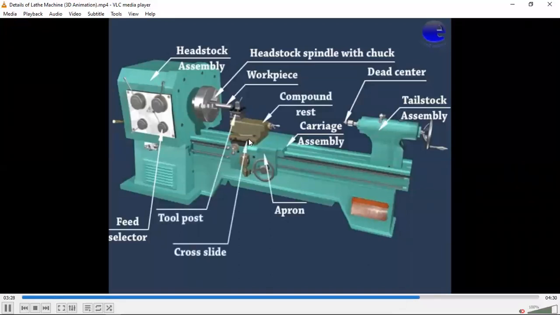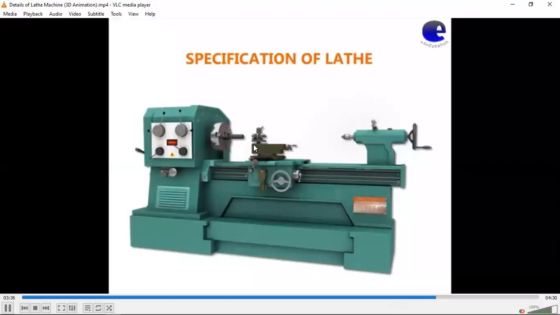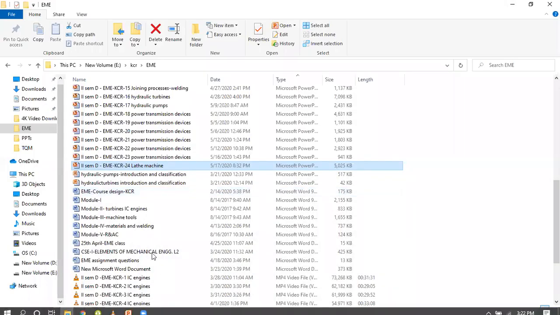This is called the cross slide, and this is called the compound rest. This is called the tool post. The compound rest is mounted on the cross slide, and the tool post is mounted on the compound rest. The whole thing is mounted on this carriage. As we discussed, the apron contains the levers and hand wheels and all those, which are mounted on this apron. So we'll go to the lathe parts in the PPT.